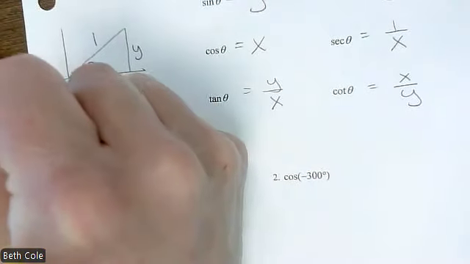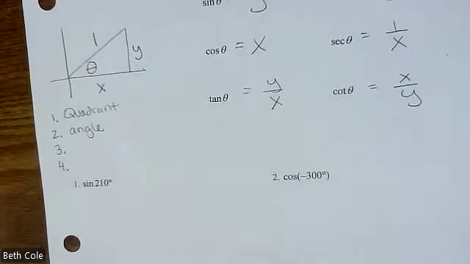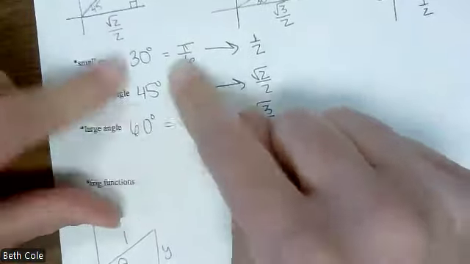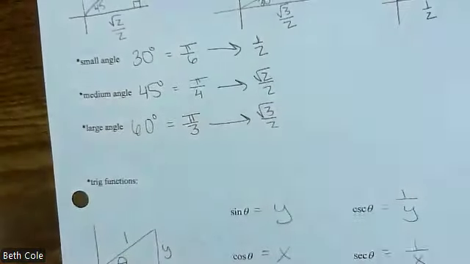Then you're going to figure out what your reference angle is. If you're in degrees, your reference angle is 30, 45, or 60. Those are the only options. If you're in radians, it's pi over 6, pi over 4, or pi over 3. These are the only choices. There's only 3 choices. Pick one. Your world is very tiny.